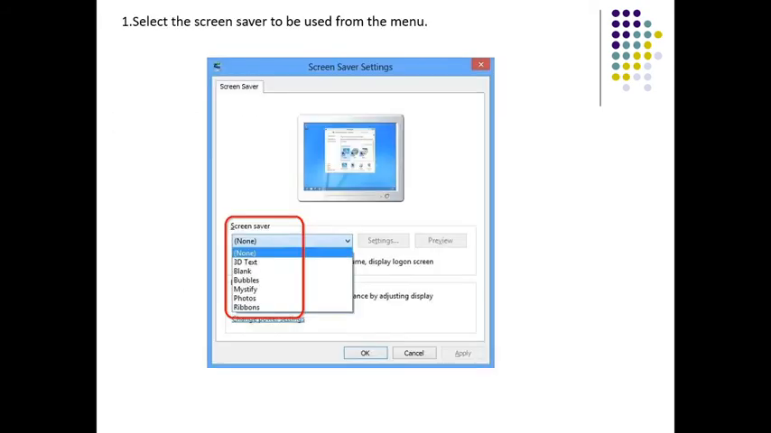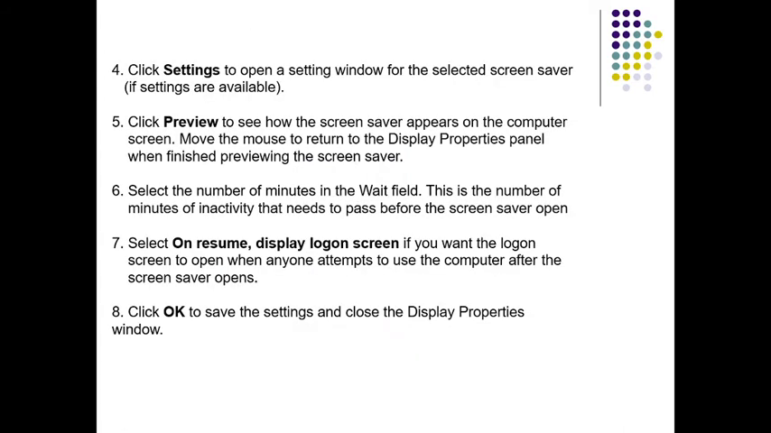Then you have a preview button beside the settings button. Beside the screensaver drop down list, you have the settings button, and beside the settings button, you have the preview button. Click preview to see how the screensaver appears on the computer screen. Move the mouse to return to the display properties panel when finished previewing the screensaver.